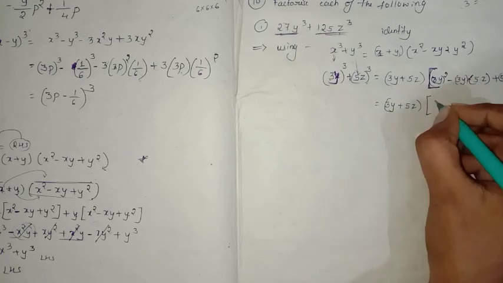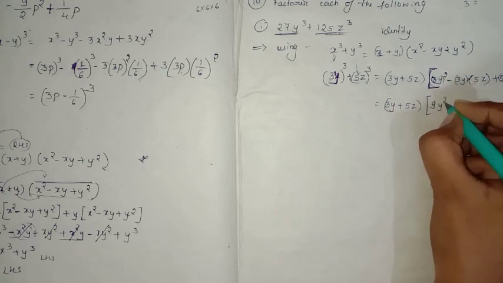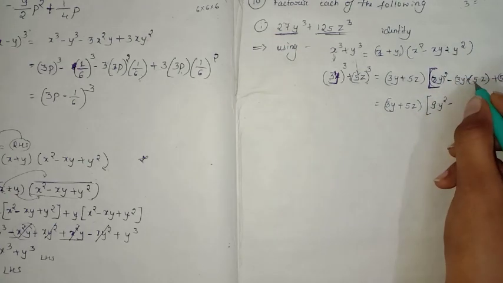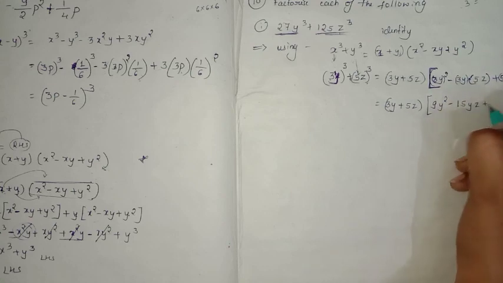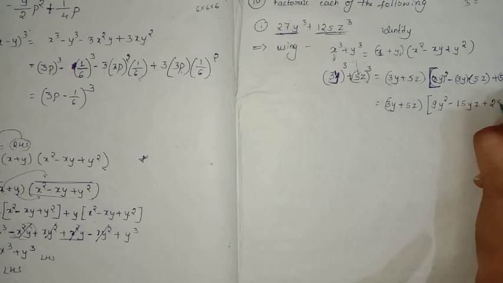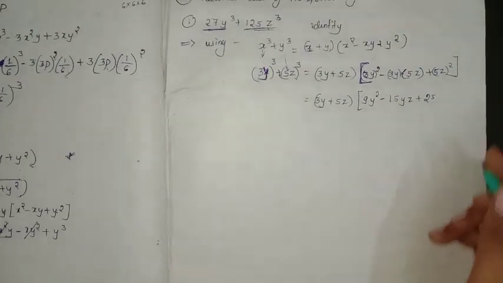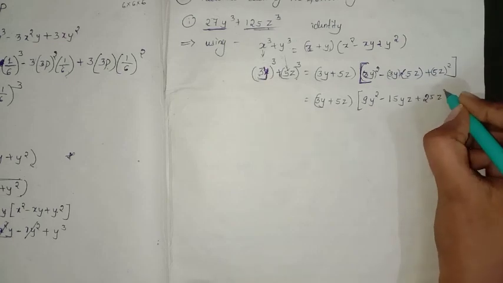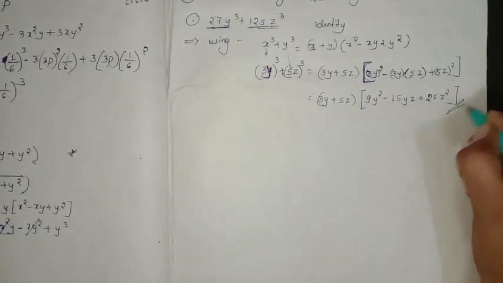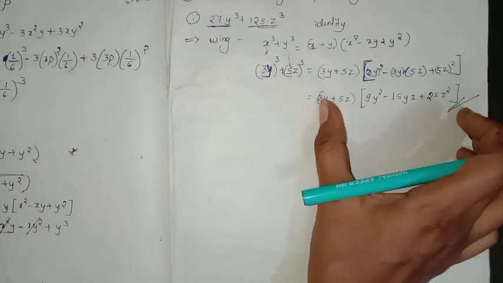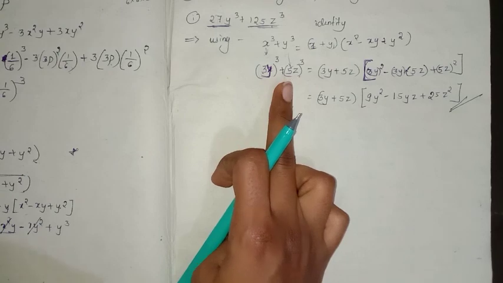So 3 square is 3 into 3, that is 9, so 9y square, minus 5 threes are 15, and the value is yz, plus 5 square, that is 5 into 5, that is 25, so 25z square. So this is our answer. This is our expanded form of 3y cube plus 5z cube.